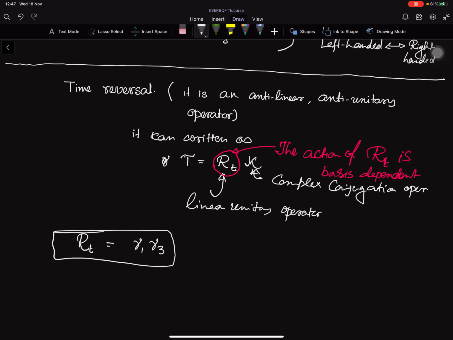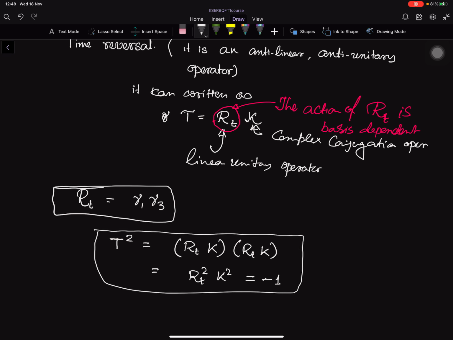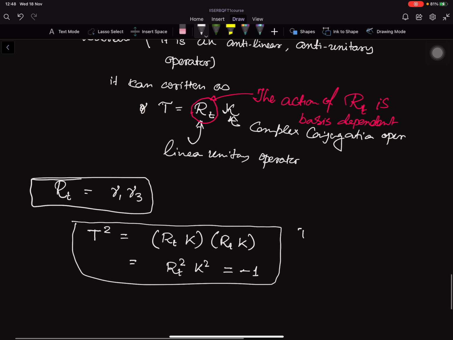The important thing in this case is that T squared is equal to RT times K and RT times K. Because gamma 1 and gamma 3 are real in our basis, this becomes RT squared times K squared, and this is just minus 1. So time reversal squares to minus 1 for a Dirac fermion.